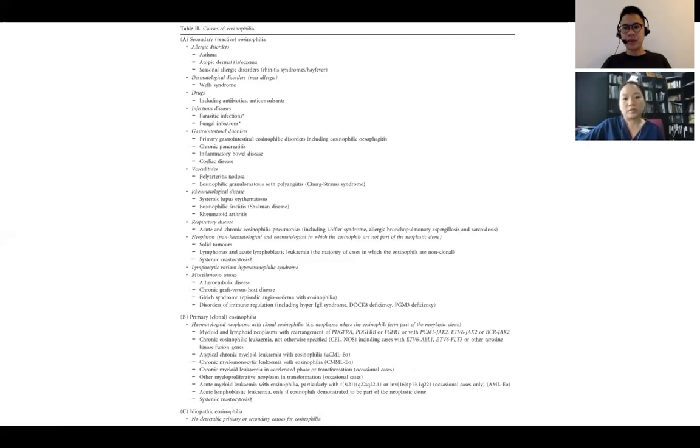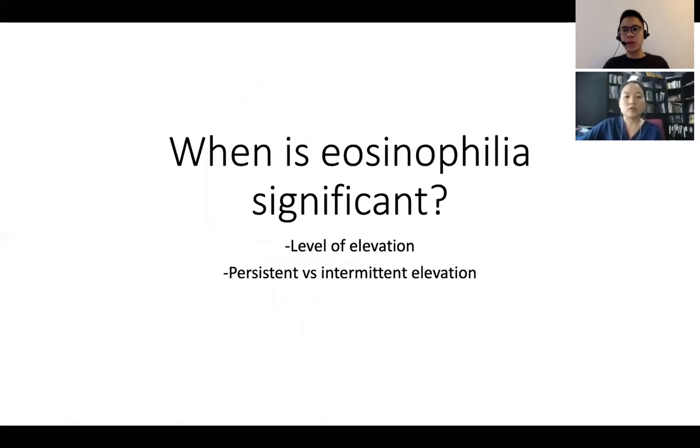I see. So when would we need to start thinking whether it's a primary hematological cause and get a hematology opinion? I think this falls into the second part of the question, which is when is eosinophilia significant. In this aspect, most eosinophilias are mild. You're talking about levels of more than 0.5, but perhaps less than 1.5.